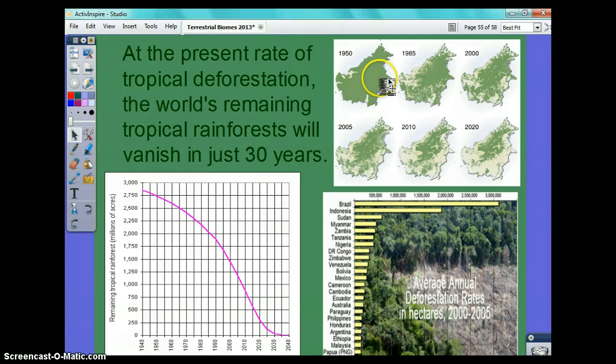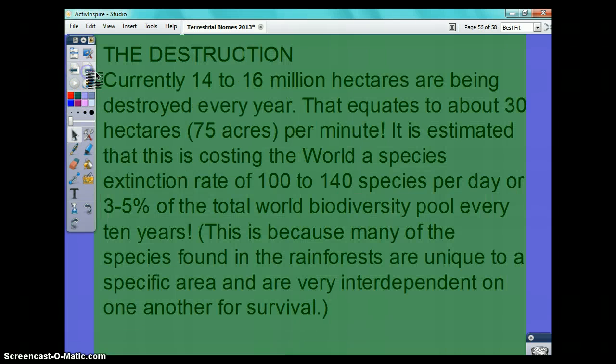Here's a diagram of forest that used to occupy in the 50s compared to now, and look what it's going to look like in 2020. And here's a bar graph of rainforest throughout the world per acre.